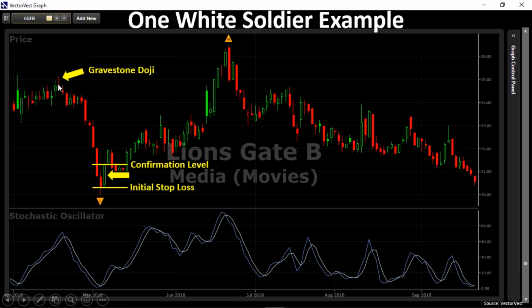So a gravestone doji is where the opening and closing prices are near the low of the session. You got this really long upper wick, which means that buyers had control for most of the session. However, they lost control and sellers dominated the close, closing it down here. That has bearish implications if you get follow through the next day.